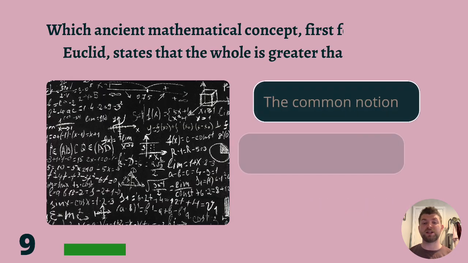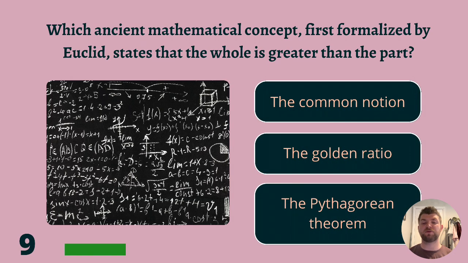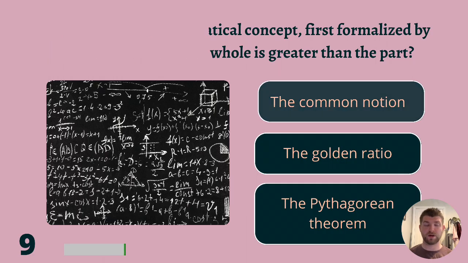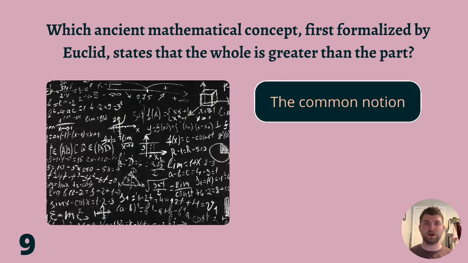9. Which ancient mathematical concept, first formalised by Euclid, states that the whole is greater than the part? The common notion, the golden ratio, or the Pythagorean theorem? The answer is the common notion.